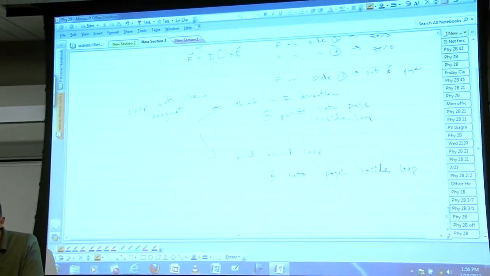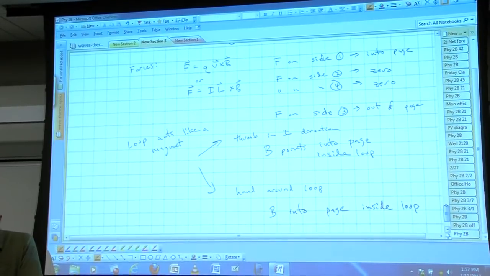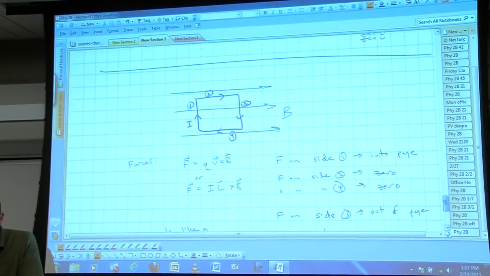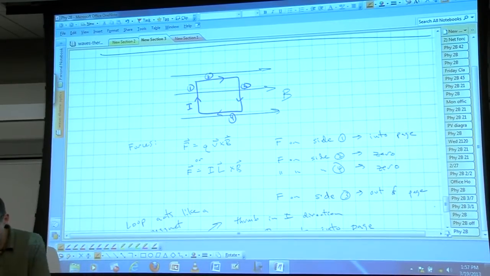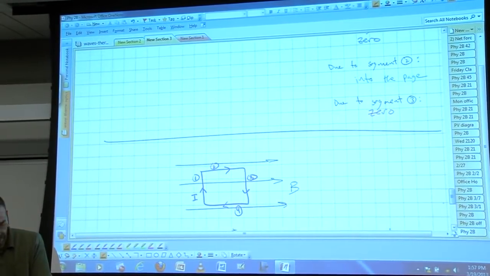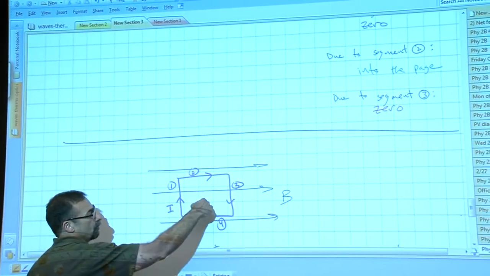They both tell you the same thing, luckily. That's what you want. Okay, so now how do you know which direction this thing turns? This thing acts like a magnet. It acts like a magnet with the North Pole pointing in.